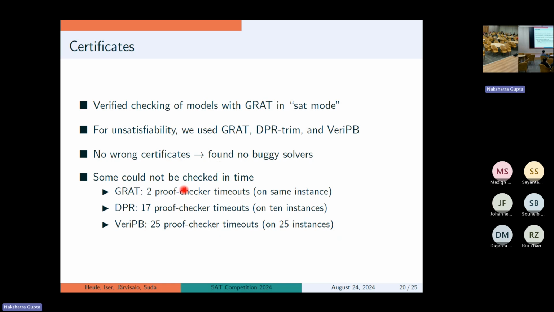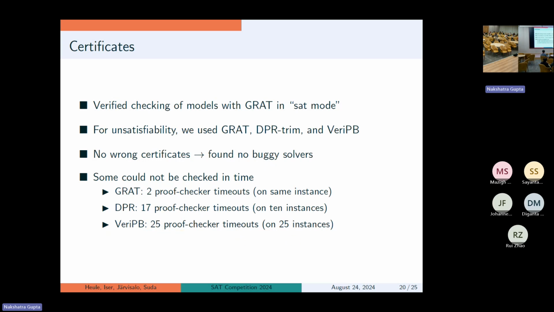For the GRED, there were only 2 proof checker timeouts which were basically on the same instance, which means probably this instance is hard to prove, right? And in the DPR category, for solvers who picked the DPR proof system, we had 17 proof checker timeouts distributed on 10 instances. And in the VeryPB category, we had 25 proof checker timeouts on 25 instances.